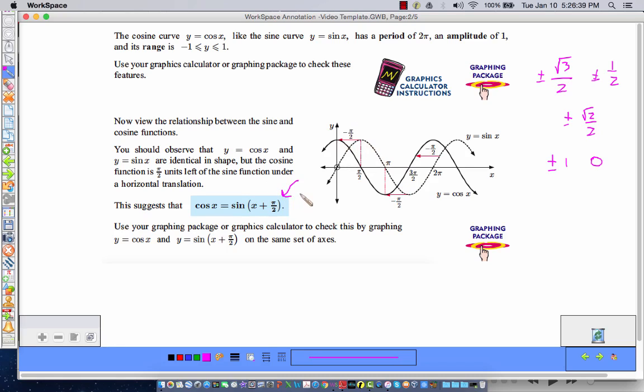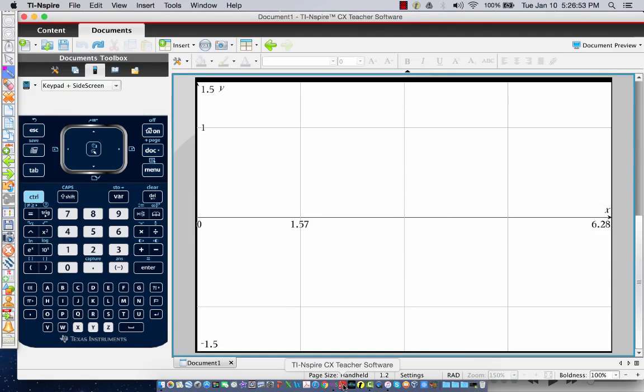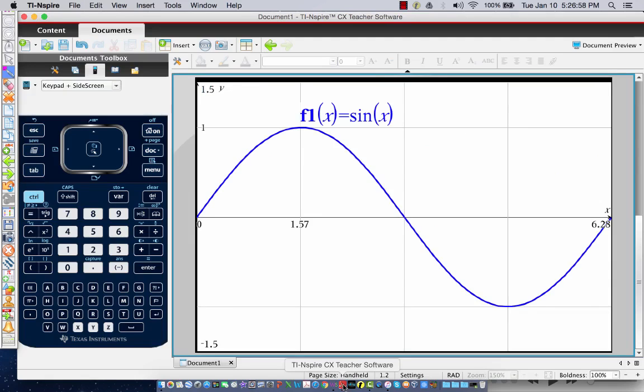And that's what we're saying here. Cosine x is equivalent to the sine of x plus pi over 2. In other words, grabbing the sine curve and moving it pi over 2 units to the left. Let me show you what I mean. If I quickly graph sine x, we're very familiar with this, there she is. Here's 0, pi over 2, pi, 3 pi over 2, and 2 pi, and our y scale with a max of 1 and a min of negative 1.